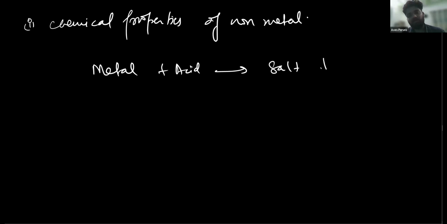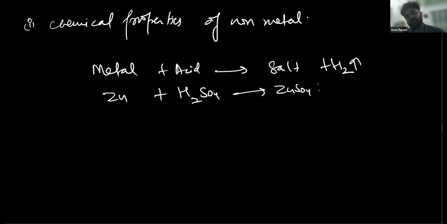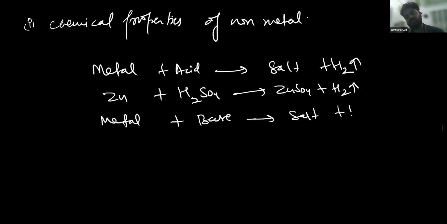Salt plus hydrogen gas. For example, Zn when reacting with H2SO4 will give you ZnSO4 plus hydrogen gas. Similarly, metals when reacting with a base also form salt plus hydrogen gas. If I'm asking this question, for example, zinc when reacting with NaOH will give you Na2ZnO2.